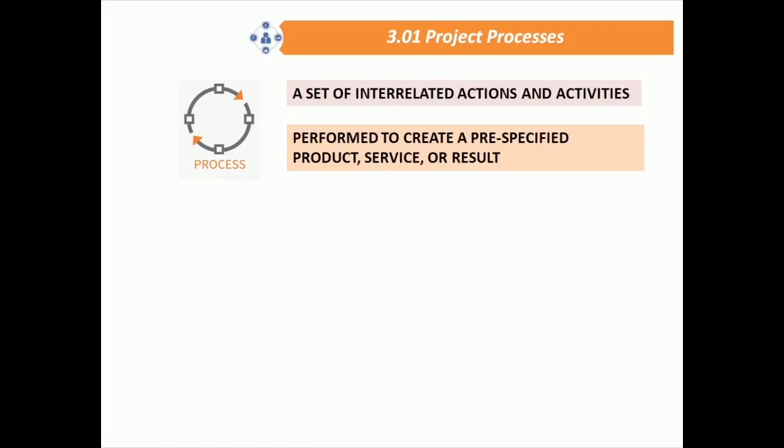Every project has a set of five main process groups, which are initiation, planning, execution, monitor and control, and finally deliver or closure. Processes are a set of interrelated actions and activities which are categorized under these process groups. These activities are performed to create a pre-specified product, service or result. The pre-specified product is the final outcome or the project which is in place.